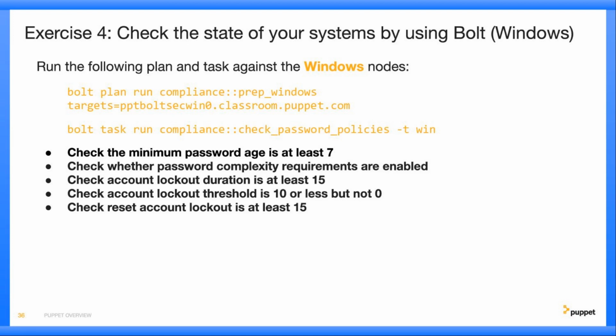Obviously, make sure you substitute in your nodes in place of those. Yep, thank you. So I will change the nodes to the Windows node that I'm assigned to. So this will be secure bolt win 0. And for each one of you, it will be a specific Windows node that you'll be targeting.